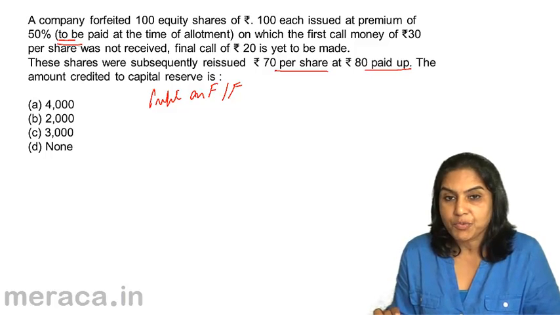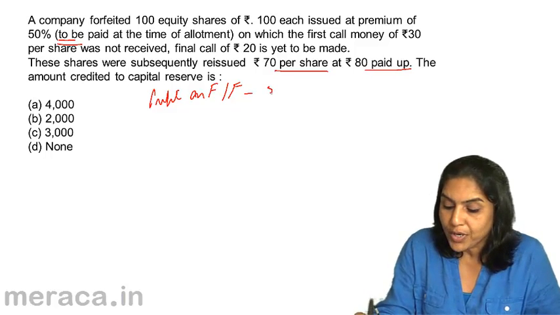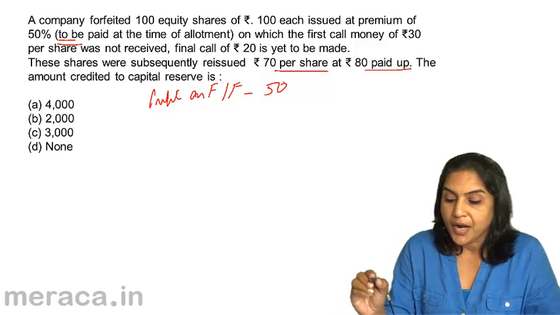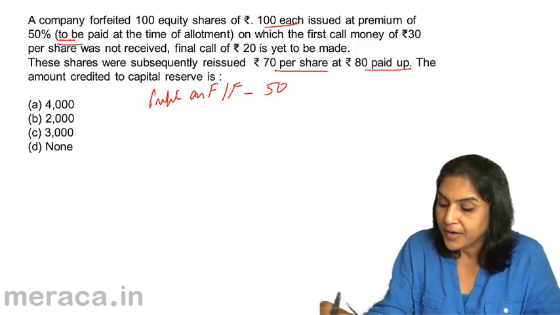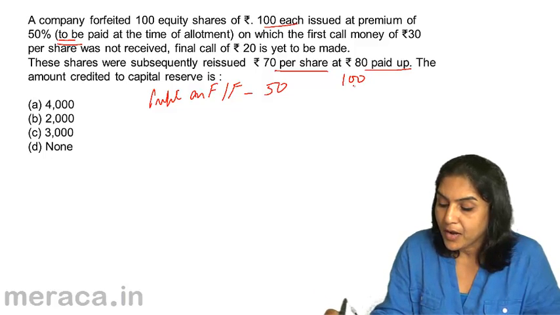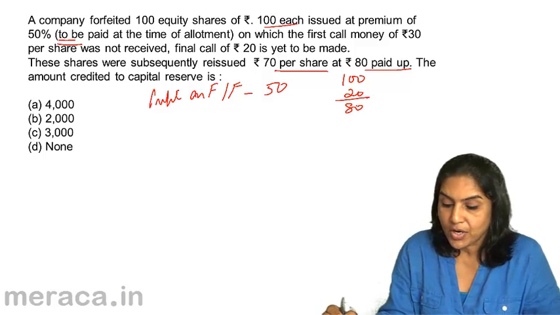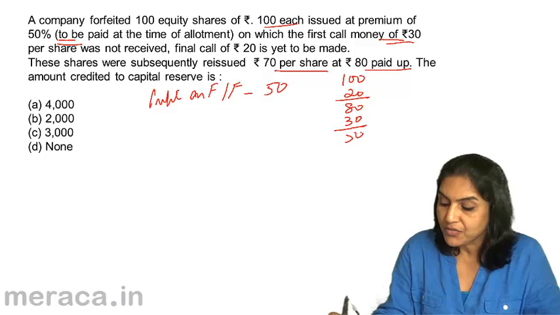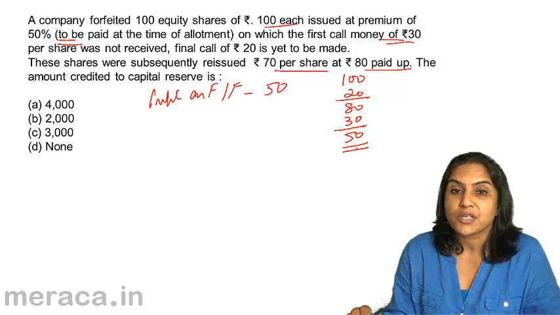So the profit which we have made, we consider only 50 rupees of the called up value. 100 rupee share, of which 20 call not made, only 80 is called up, out of which 30 is in arrears, was not received, therefore 50 was received.